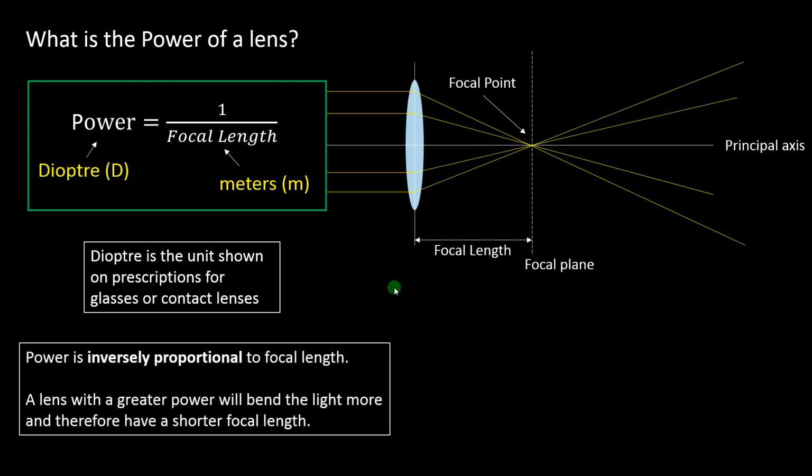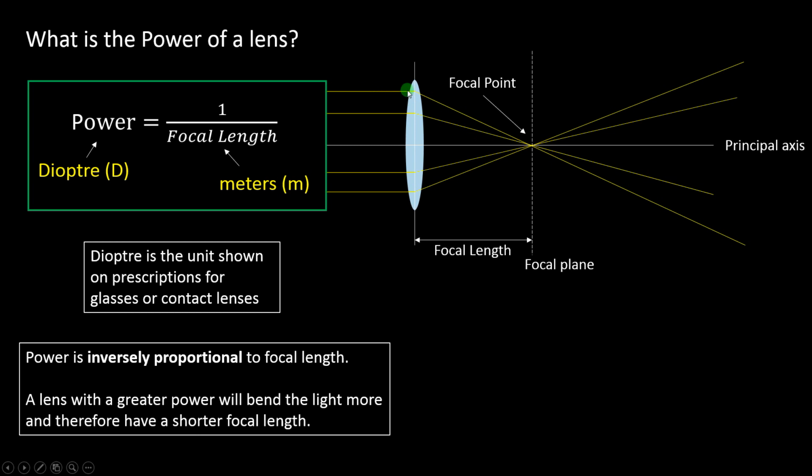Okay, so because of this equation, power is inversely proportional to focal length. As we increase the power, we'll decrease the focal length and vice versa. And the basic idea with that is that a lens with greater power will bend the light more, and if you think about what that means, if the light is more bent, it will come to a focus closer to the lens.